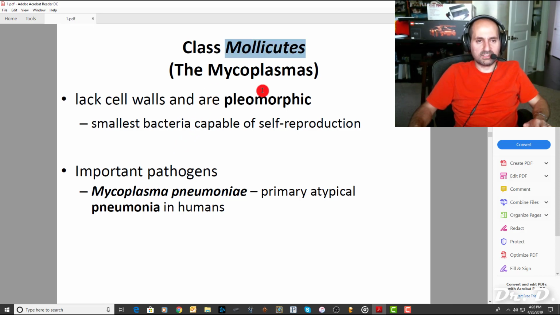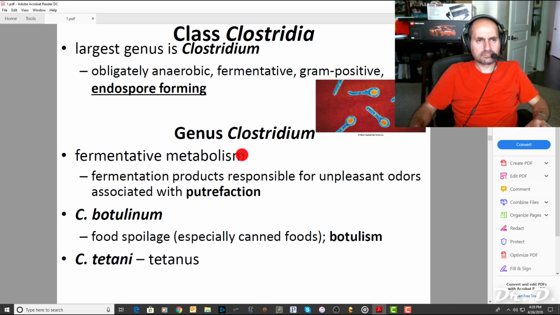You need to know that the Mollicutes are pleomorphic because they do not have a cell wall. And you might want to know that Mycoplasma pneumoniae causes pneumonia.